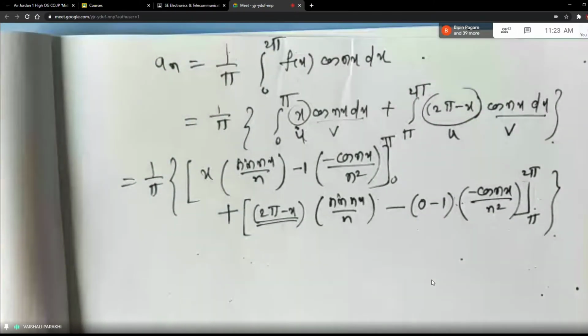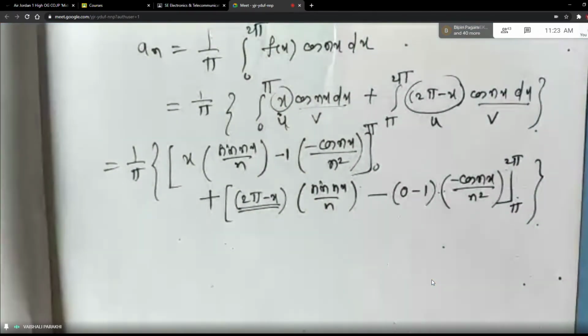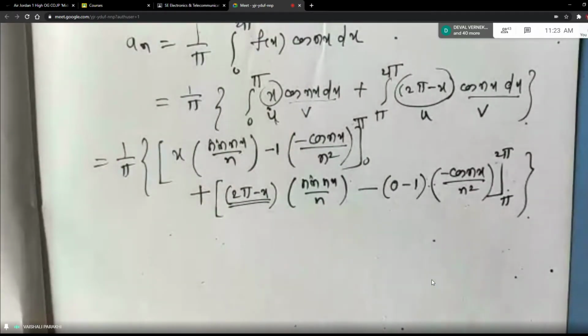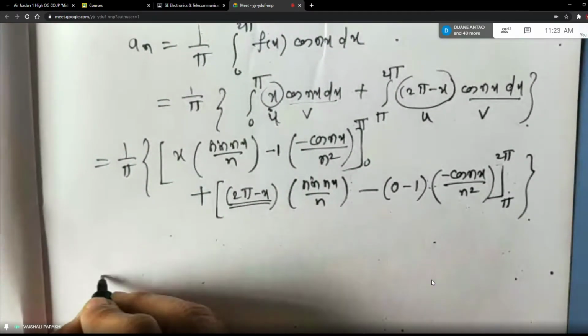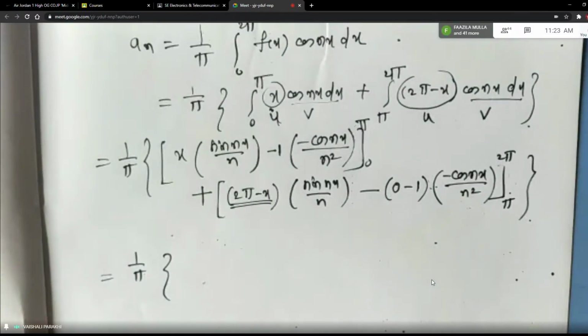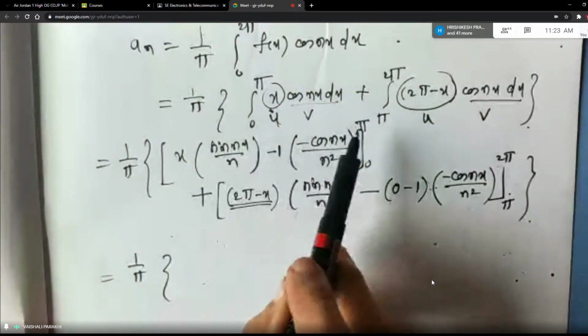All of you understood what I did here, students? For both the integrals, I've used the by parts rule in general. Now let us put the upper and lower limits. So it is 1 by pi. Now see students, now we will not write sine of pi, cos of pi and all. We'll directly put the values. Now see, I'm putting the upper limit.